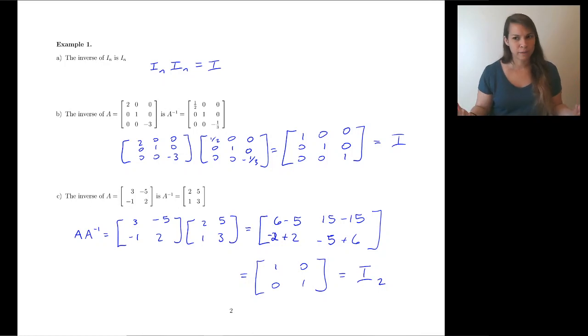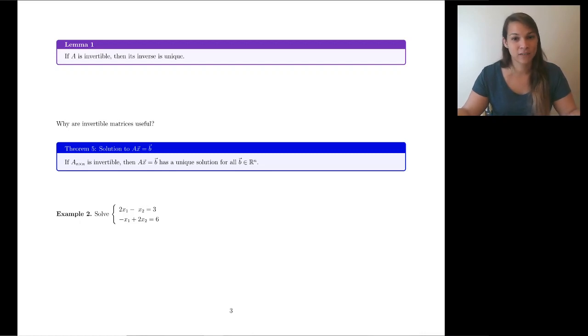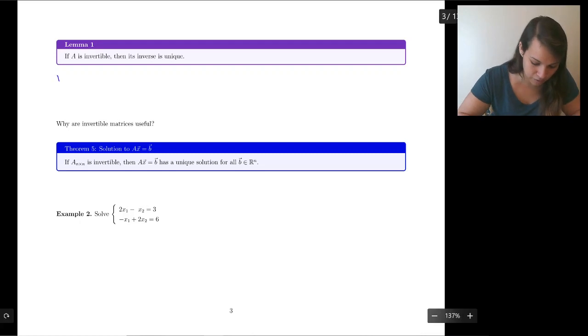So would there have been a more obvious choice for the inverse of A in 1C? Or is there only one inverse? So glad you asked. Lemma 1: if A is invertible, then the inverse is going to be unique. And we've got a cute little proof for that. We're going to say that B and C are inverses of A.